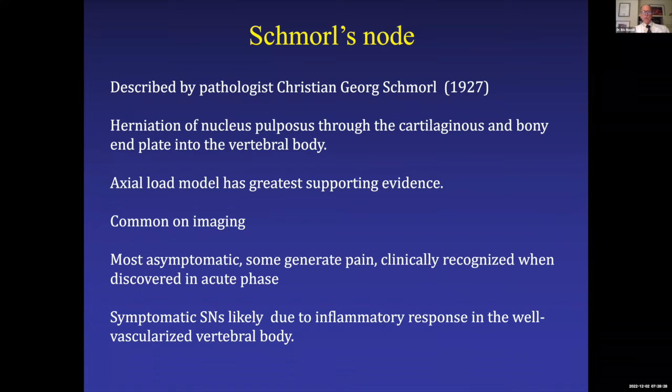Symptomatic Schmorl's nodes are probably due to inflammatory response in the marrow adjacent to the injured end plate. Remember, the vertebral bodies are extremely vascular. Vertebral veins communicate through a dominant central vein at the midvertebral level with a Batson's ventral epidural plexus. And if you inject the vertebral body, you'll fill the veins in the venous plexus. So these are very vascular structures.